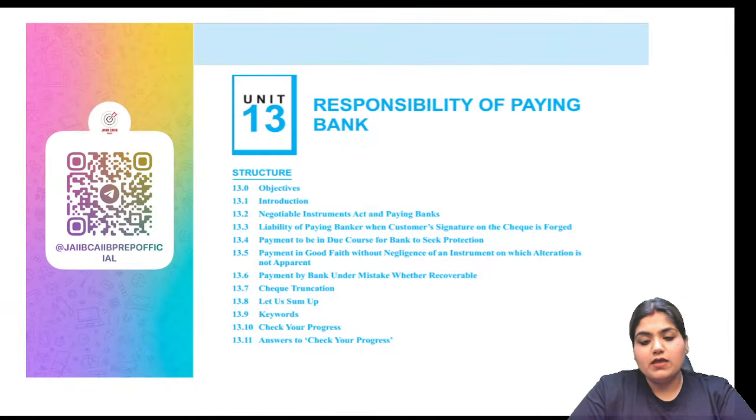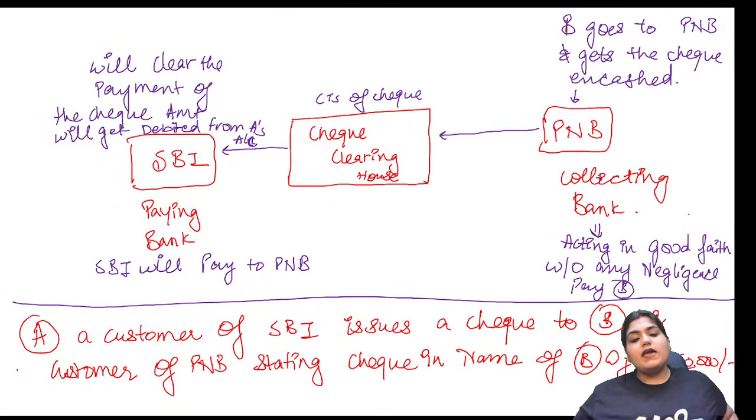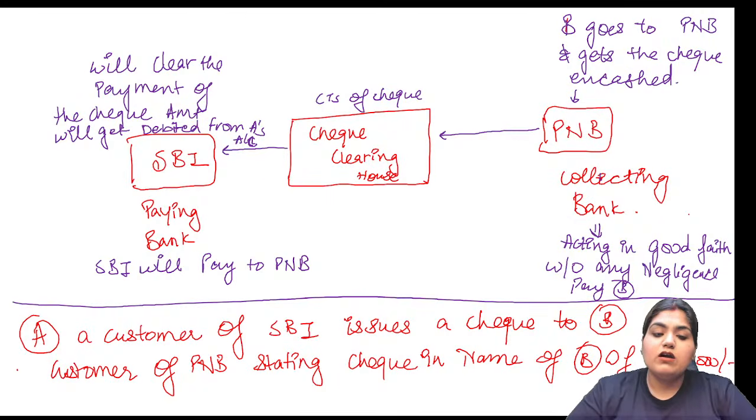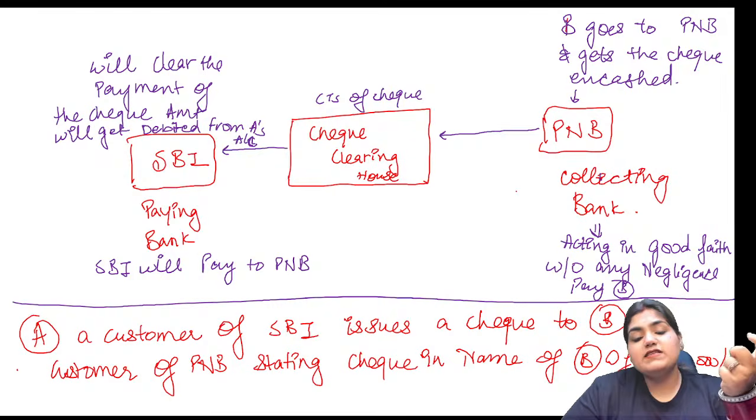Who is a paying bank? There's a chart that I have prepared. A, a customer of SBI, issues a check of 50,000 rupees in the name of B, a customer of PNB. B goes to his bank. B's bank is PNB, A's bank is SBI. Since B is presenting the check to PNB, it is the collecting bank. And the amount which is eventually going to be paid by A is in the bank of SBI. So SBI is the paying bank.